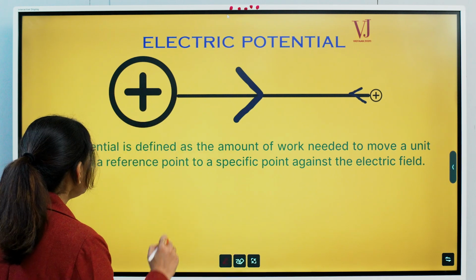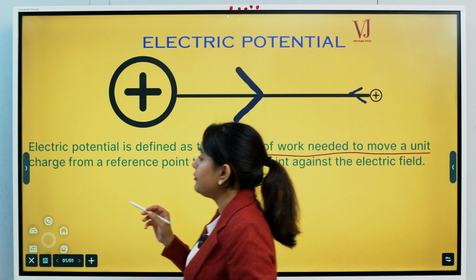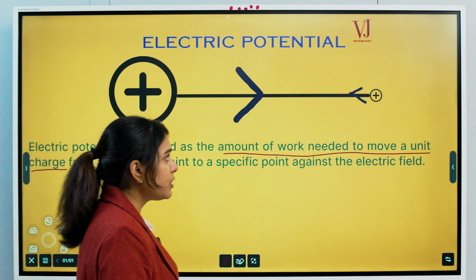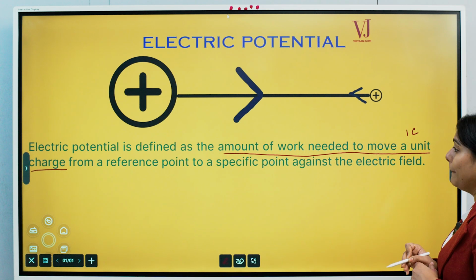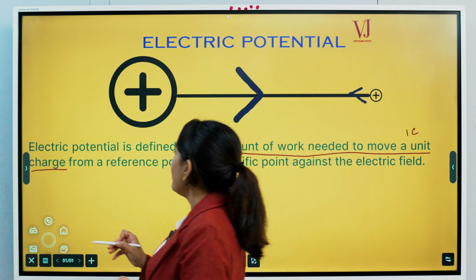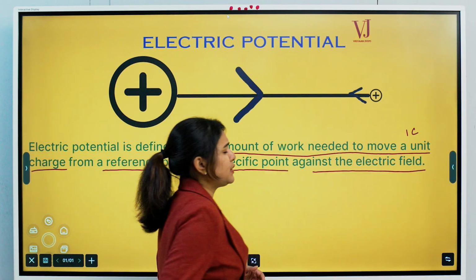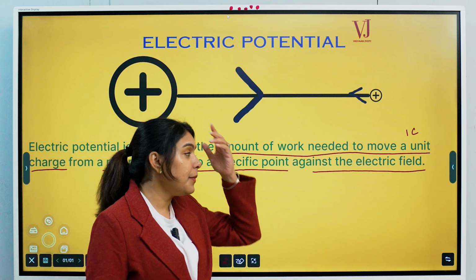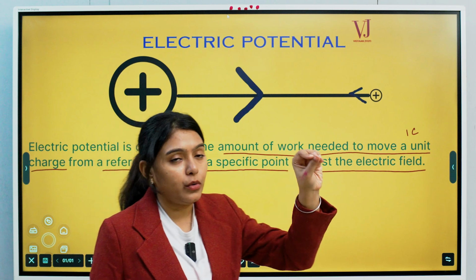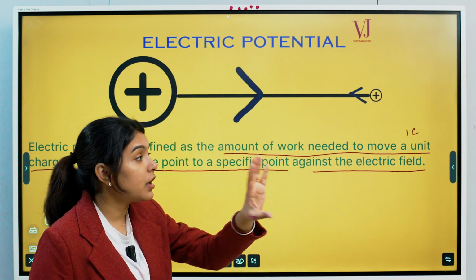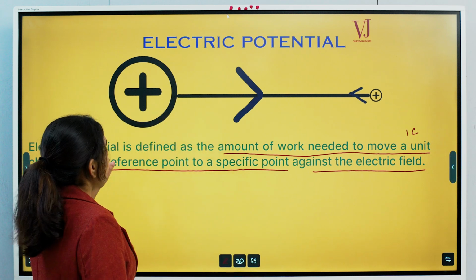Let's see. The amount of work needed to move a unit positive charge. Unit positive charge means 1 coulomb of charge. From where? From a reference point to a specific point against the electric field. So there are various parameters here. The first is that electric potential means how much work we can do. The amount of work to do what? To move a unit positive charge from a reference point.